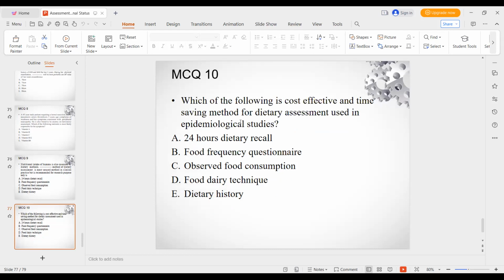MCQ number 10. Which of the following is cost-effective and time-saving method for dietary assessment used in epidemiological studies? 24 hours dietary recall, food frequency questionnaire, observed food consumption, food diary techniques, and dietary history. It's B, food frequency questionnaire.